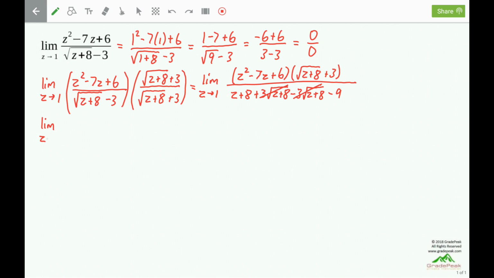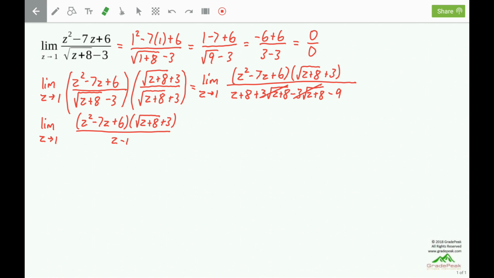So I will have limit as z goes to 1. The numerator I'm not going to do anything with just yet. Let's just keep that exactly as is. The denominator, z plus 8, and then minus 9. The 8 minus 9 is a negative 1. So we will have z minus 1. So we've taken care of the root conjugate.